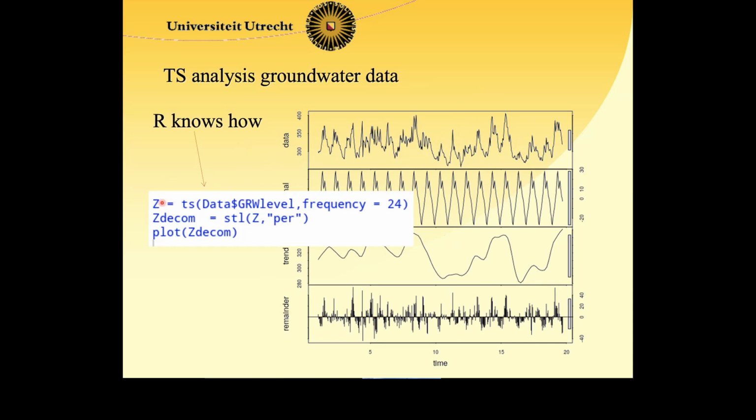So what is done here, in this command, is that we have a data frame with a column called groundwater level, and this data frame is converted to a time series with a frequency of 24 per period, so 24 per year in this case. So this is our new Z. Z now becomes a time series, and we formulate a new variable Z decom, a decomposed Z, that uses this command to decompose Z into 3 components, as you can see.